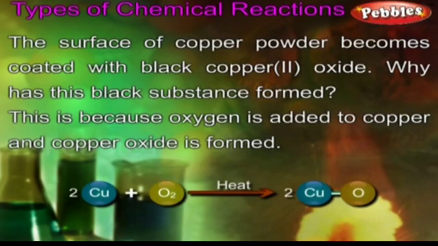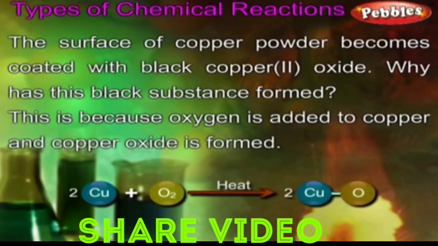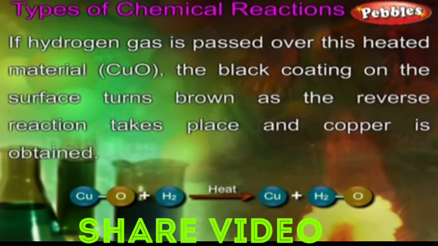2Cu plus O2 on heating gives 2CuO. If hydrogen gas is passed over this heated material, CuO, the black coating on the surface turns brown as the reverse reaction takes place and copper is obtained. CuO plus H2 on heating gives Cu plus H2O.